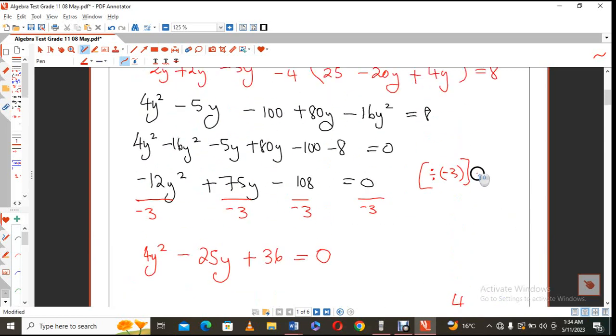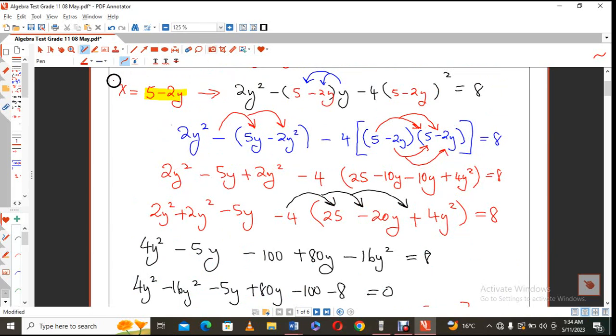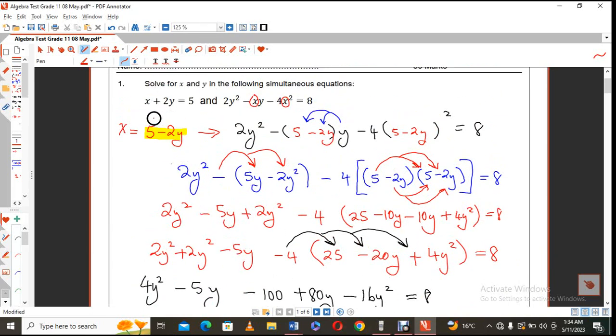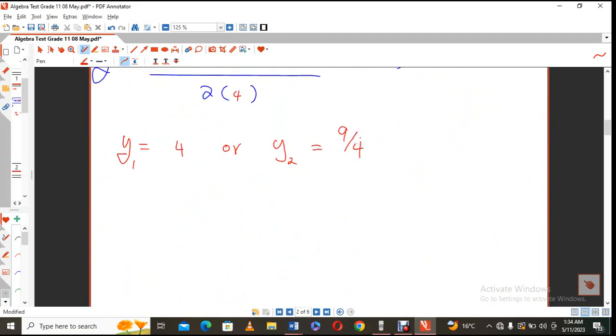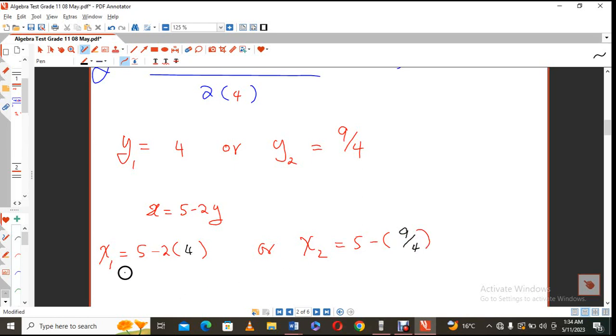So what I want you to do is go back to that first linear equation, x equals 5 minus 2y, to find the values of x. So I'm going to bring that equation back. That equation was x equals 5 minus 2y. So in the first instance, x would be 5 minus 2 times 4, and in the second instance, x would be 5 minus 2 times 9 over 4. So I'm just going to input the values of y that correspond with the value of x here.